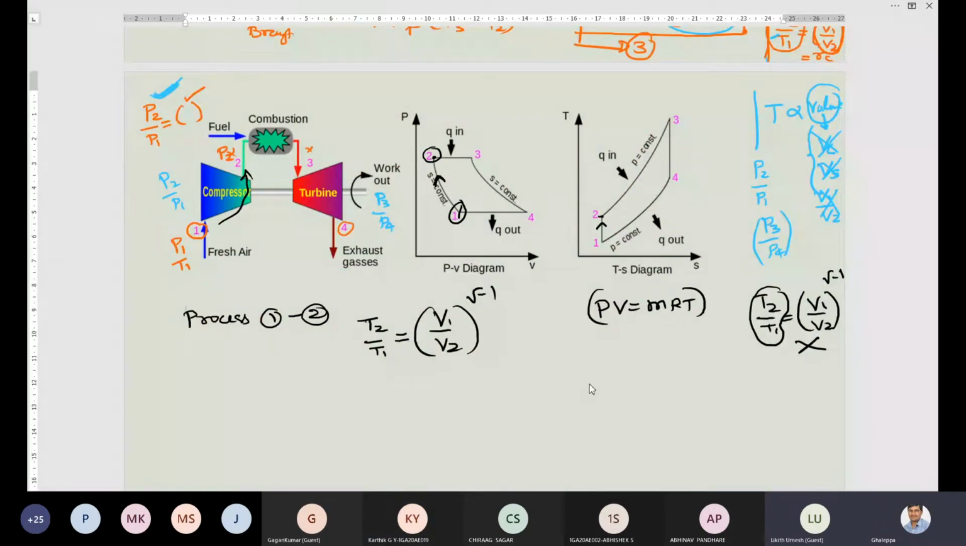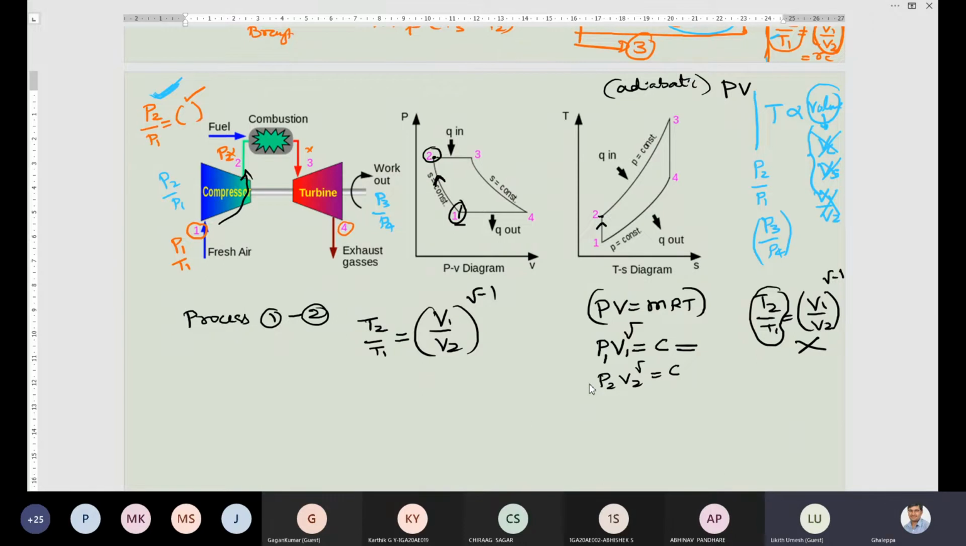What is the law for an adiabatic process? What is the equation? PV to the power of gamma is equal to constant. Understood? Now you write this equation at point 1, so P1 V1 to the power of gamma is equal to constant. Similarly, you write this equation at point 2, P2 V2 to the power of gamma is equal to constant.